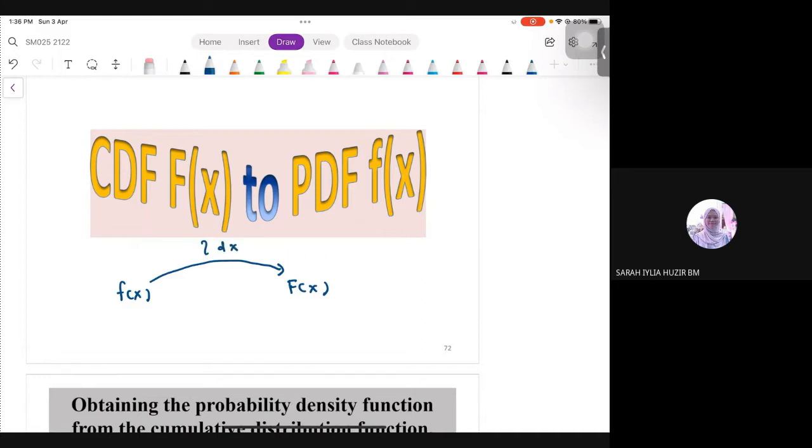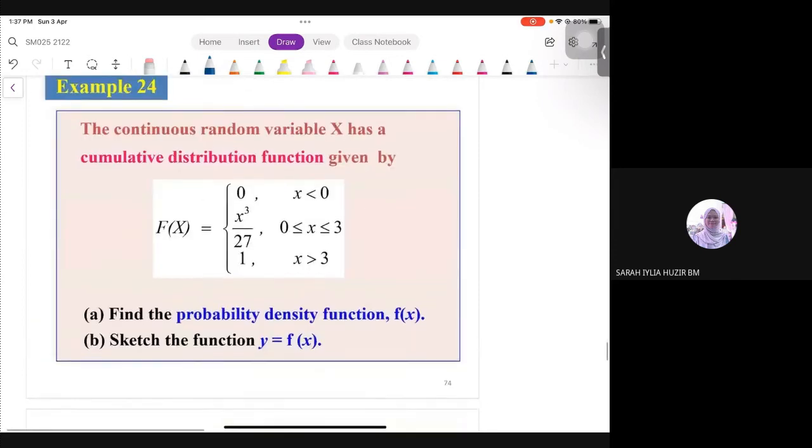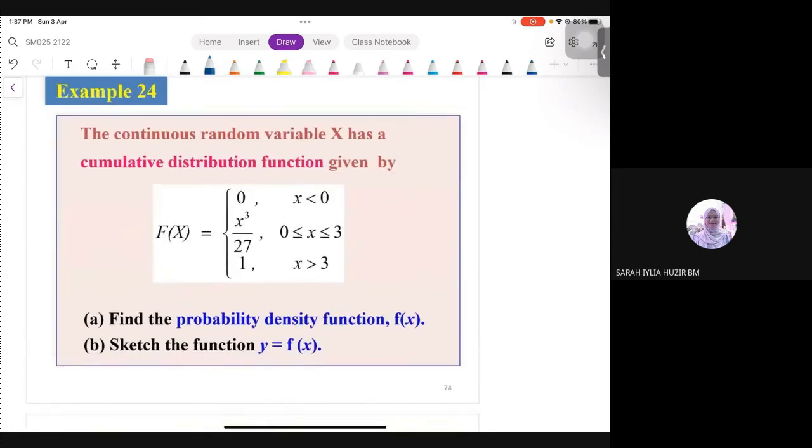We have to integrate each function one by one. So in this subtopic we go the reverse way, from the cumulative function back to the probability density function. The first process was integration, so the reverse process will be differentiation. We have to differentiate each function one by one. Let's go straight to an example. We have a cumulative function for a continuous random variable given as follows.